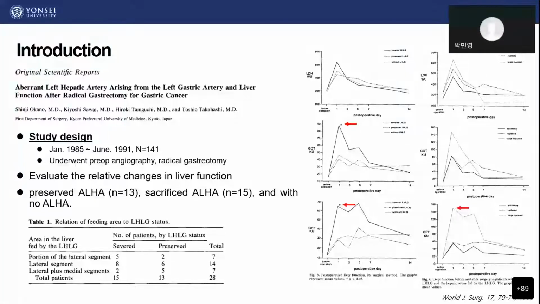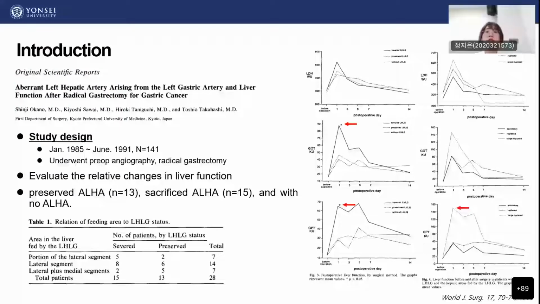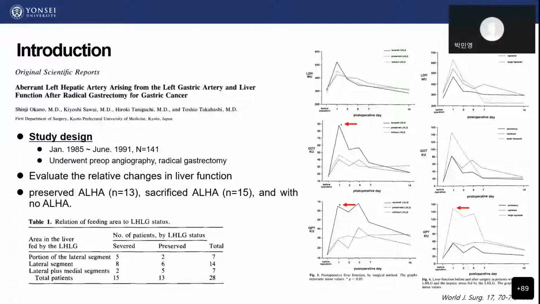From January 1985 to June 1991, 141 patients were enrolled who underwent postoperative angiography and radical gastrectomy for gastric cancer. 28 patients were identified with aberrant left hepatic artery, 13 were preserved, and 15 were sacrificed. Liver function was evaluated. LDH, GOT, and GPT levels were peaked on the first post-operative day in all groups.